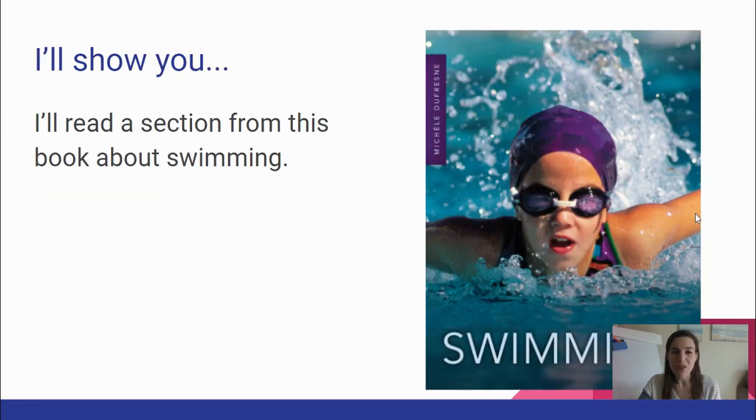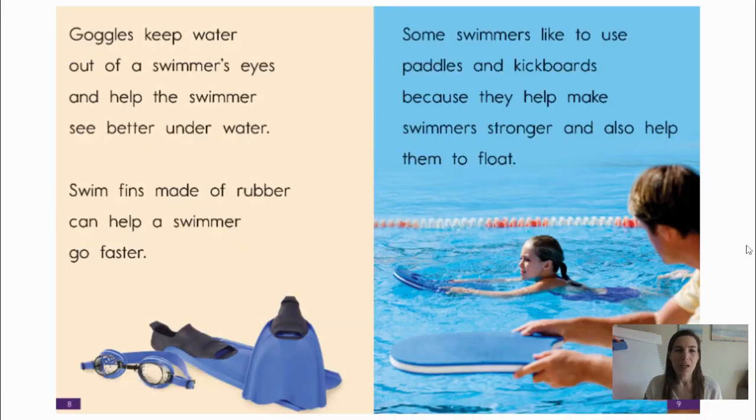So I'll show you first from this book about swimming. I'll read a section and find the main idea. Goggles keep water out of a swimmer's eyes and help the swimmer see better underwater. Swim fins made of rubber can help a swimmer go faster. Some swimmers like to use paddles and kickboards because they help make swimmers stronger and also help them to float.